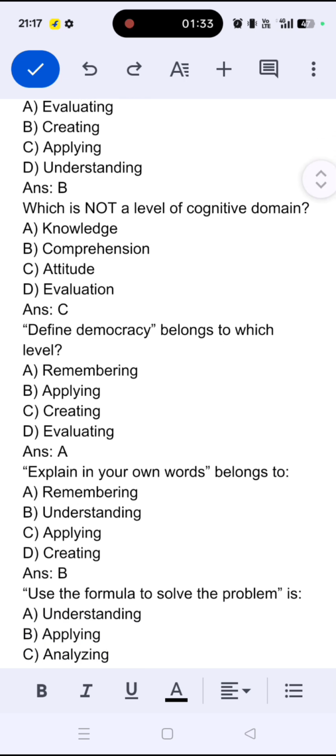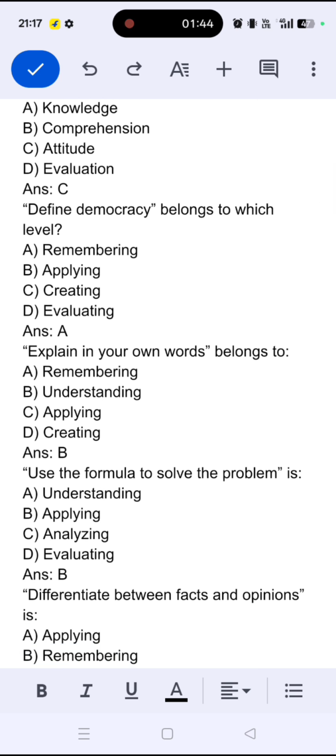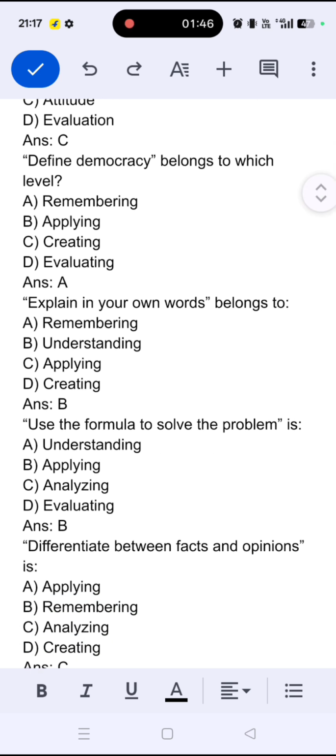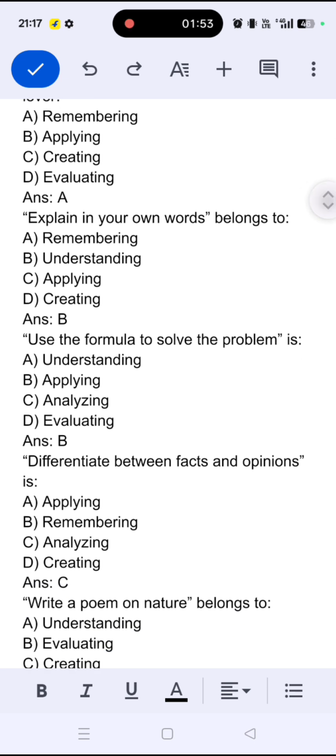Next question: which is not a level of a cognitive domain? Option A knowledge, B comprehension, C attitude, D evaluation. So C option is correct, attitude. Next question: define democracy belongs to which level? Option A remembering, B applying, C creating, D evaluating. So option A is the correct, remembering.